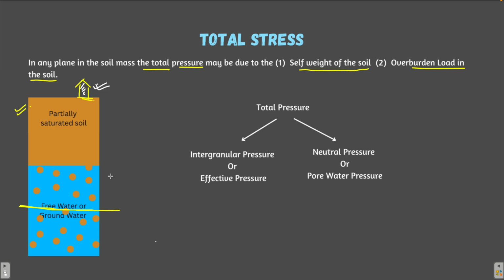Now this total pressure can be of two types. One is the intergranular pressure, or it is called effective pressure, and second is the neutral pressure or the pore water pressure. Now let's learn one by one what is effective pressure and how to calculate that, and what is pore water pressure and how to calculate that. We'll be learning these two things now.